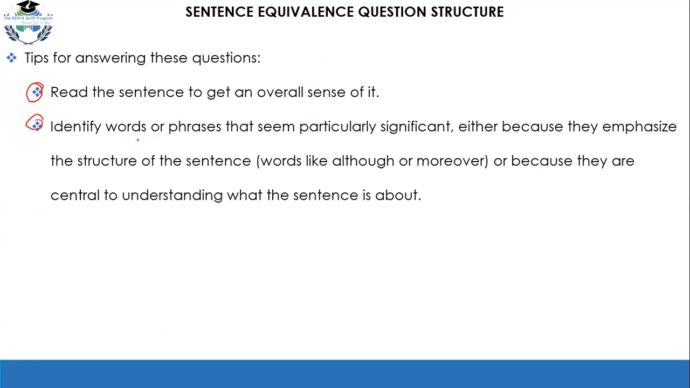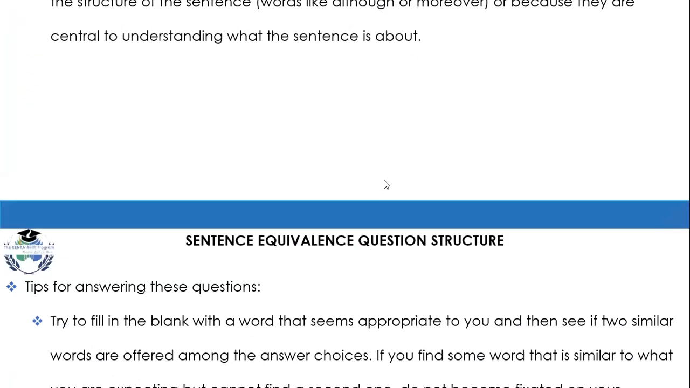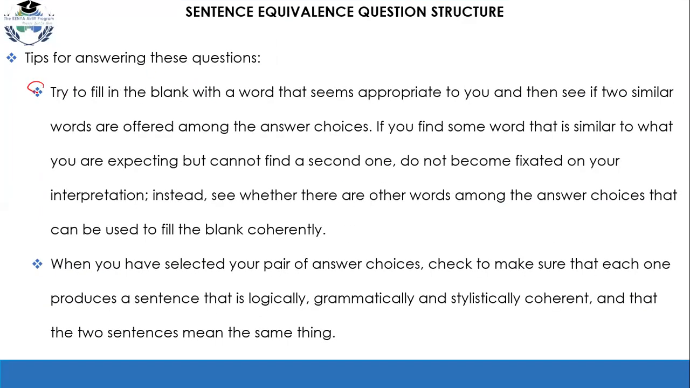Secondly, identify words or phrases that seem particularly significant, either because they emphasize the structure of the sentence, words like although and moreover, or because they are central to understanding what the sentence is about. Whenever you're reading these sentences, make sure you notice which words stand out to you, words that have meaning and that may change the structure of the entire sentence. These words will guide you about what to expect in the sentence. The other tip is to try to fill in the blank with a word that seems appropriate to you, then see if two similar words are offered among the answer choices.